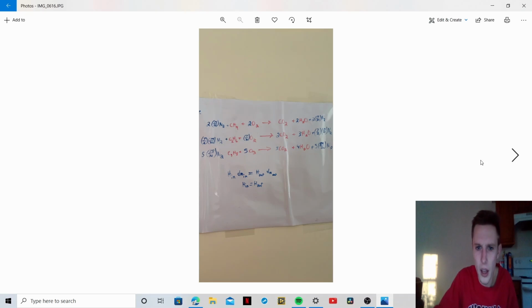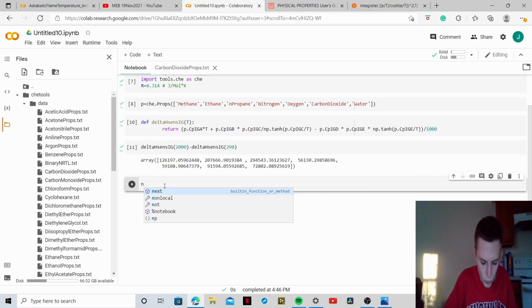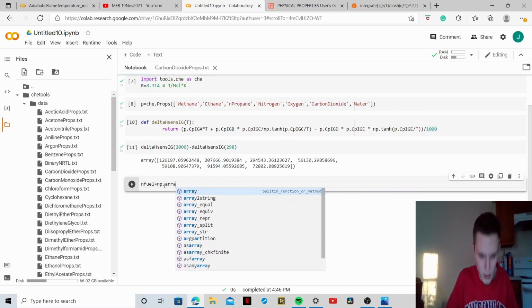So let's go over here and look at our chemical equation. Right here, for our top one, we have our methane, we have our ethane in the middle, and our propane. So we want to actually determine the amount of moles we have of these values here. Let's go ahead and say n_fuel, this is what I'm going to name our fuel, is equal to an array, so np.array.